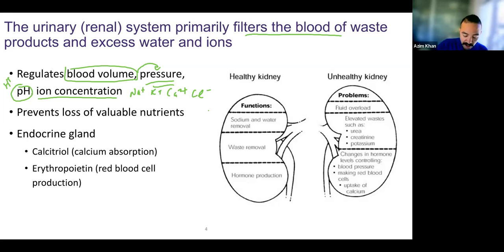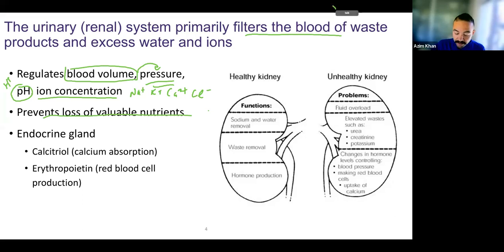We want to prevent the loss of valuable nutrients. I mentioned how glucose can get filtered, but we want to reabsorb that back. Water can get filtered. We want to reabsorb as much water as possible. So conservation of water will be really important. Conservation of calcium, or getting rid of excess calcium if we have excess calcium.